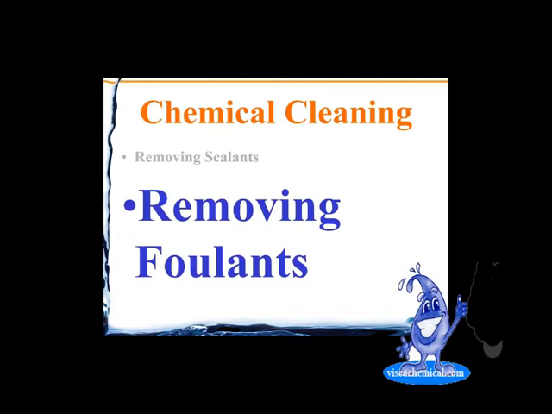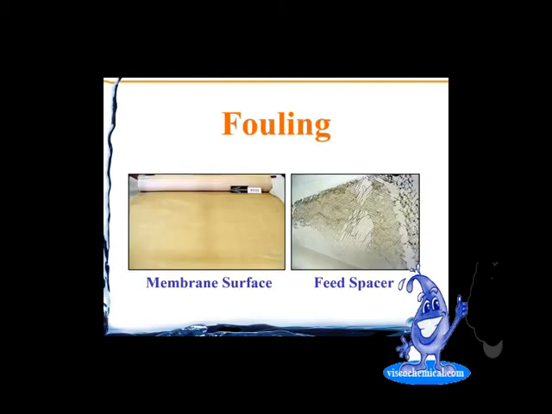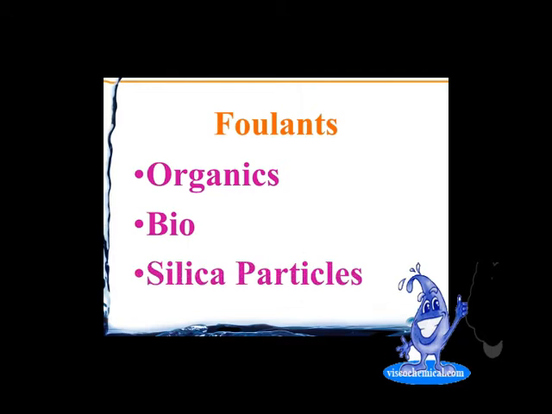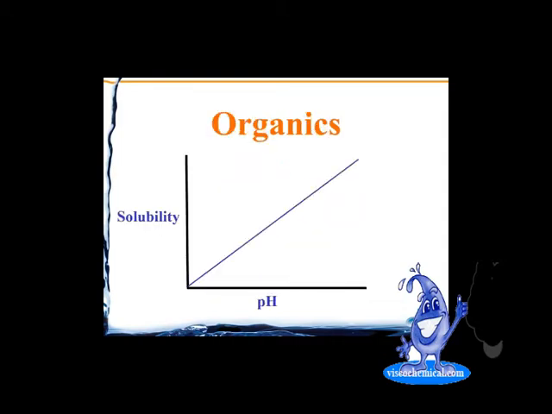Then removing foulants. Again, we're looking at surface foulants and feed water foulants. Three general categories are the most common: organics, bio, and silica. Now, some of you may have iron fouling. You may have other types of particulate or inorganic types of fouling. But these certainly we see the most, and organic and bio probably the most. So first, stage organic bio problems.